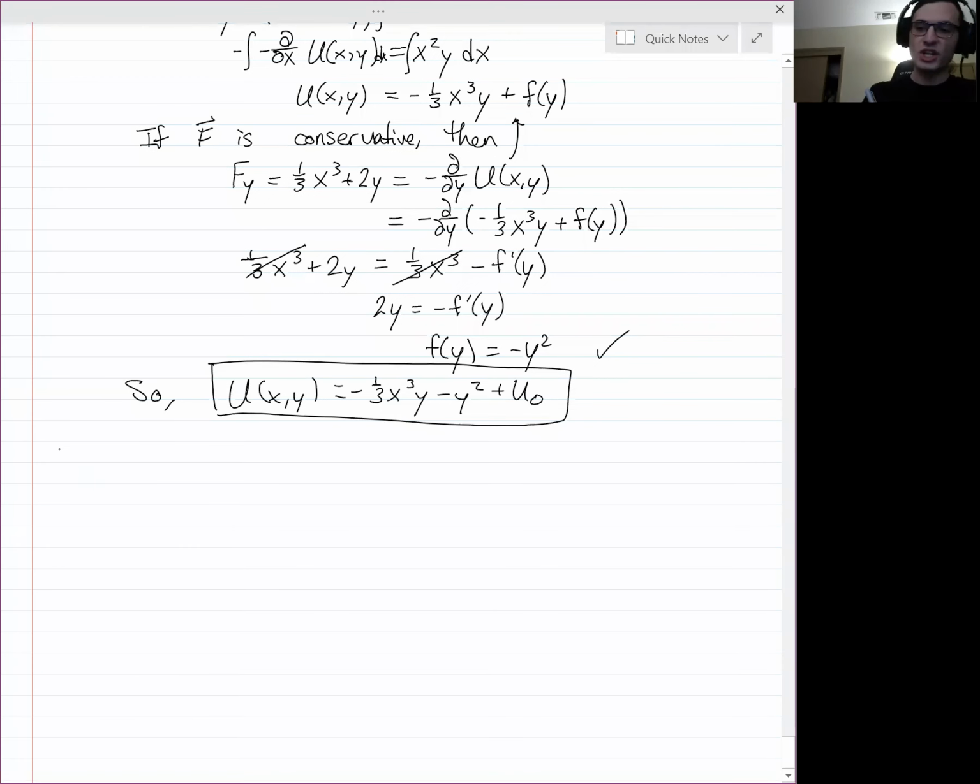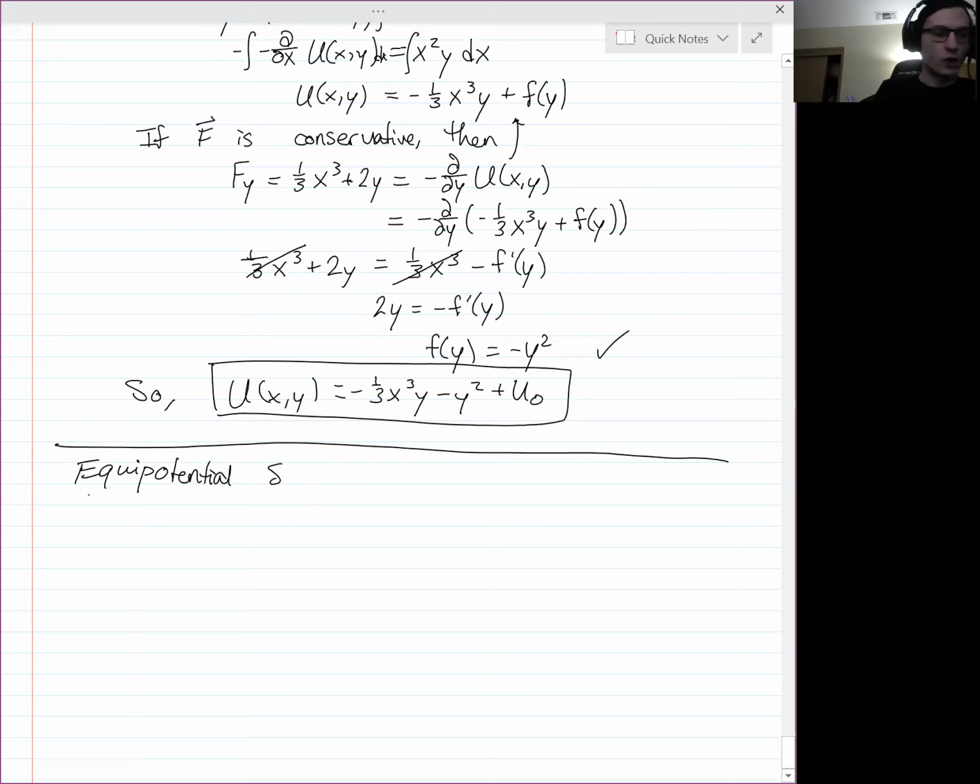All right, I have to slightly change gears here because we are short on time. So we're going to talk a little bit about equipotential surfaces. I'm just briefly going to go over what they are. There's more about this in the online textbook.